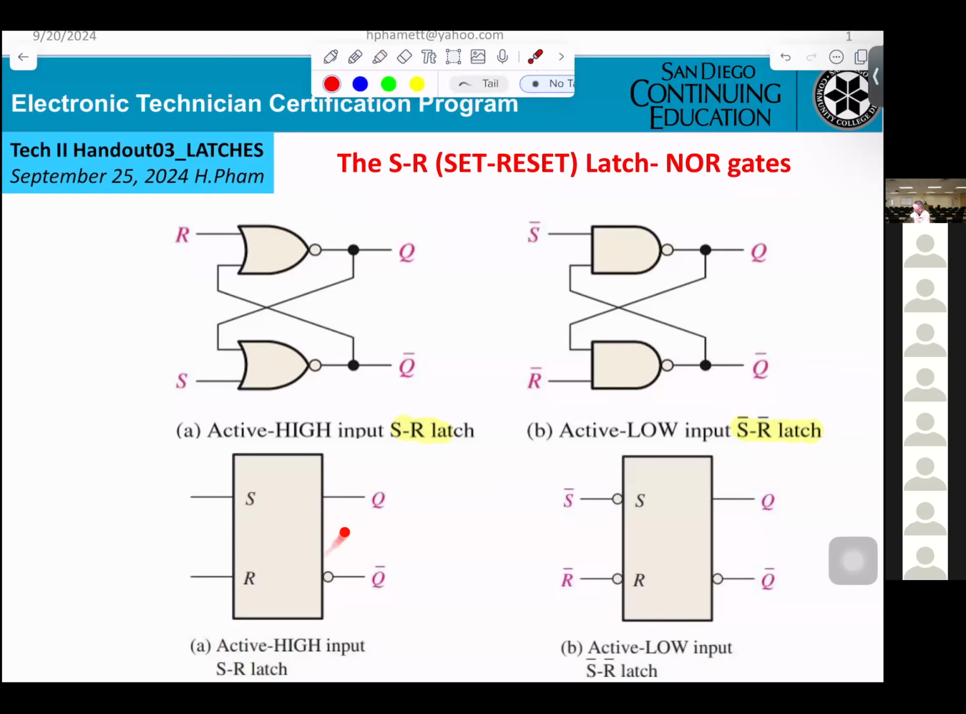The symbol here, they're telling you this circuitry will be inside. You get S and R. I've given you the example: if you get a 0 here, 0 here, what does Q equal? That means you get a 0 here, 0 here. We already know that NOR gate.